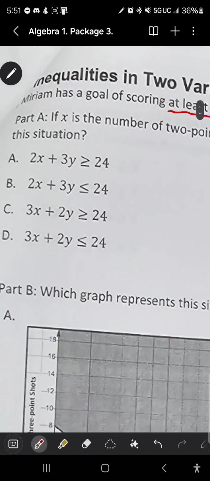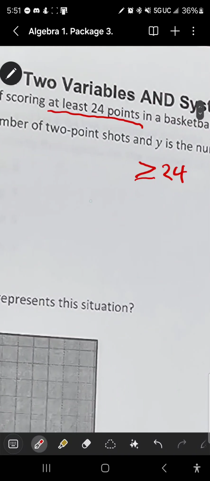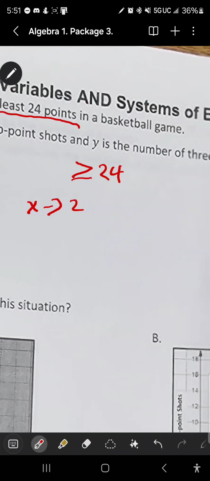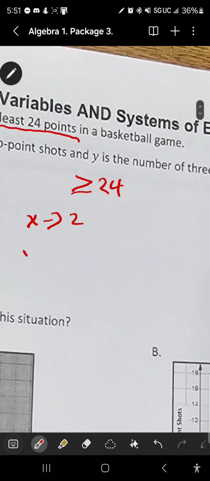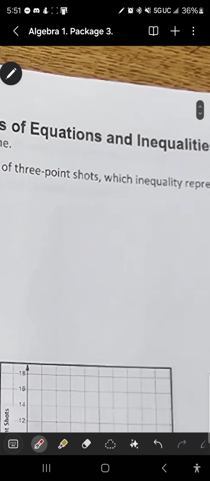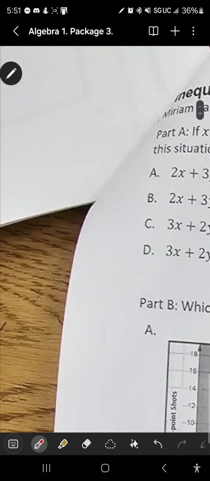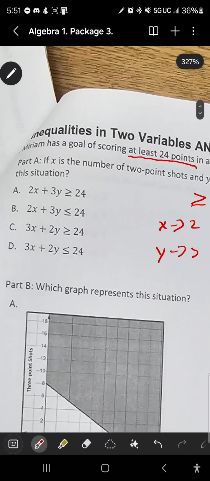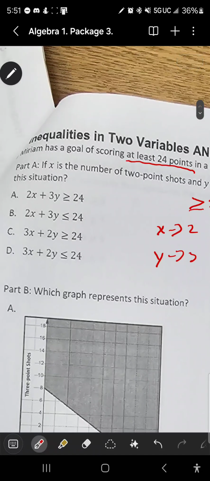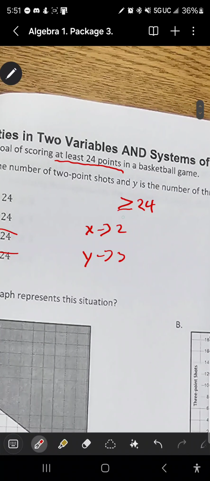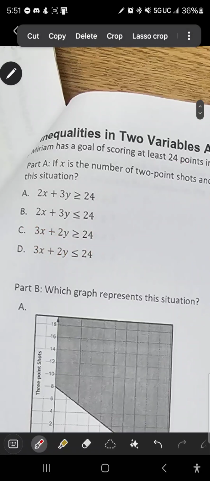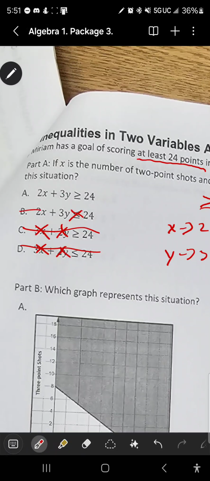Now, if x is the number of 2-point shots, so x equals 2 points, and y is the number of 3-point shots, so y equals 3 points, which inequality represents the situation? As you can see here, x goes with 2 and y with 3, so this is not what we're looking for. And now, we're looking for at least 24, so it needs to be greater than or equal to 24. So this is what we're looking for, and this is our answer.